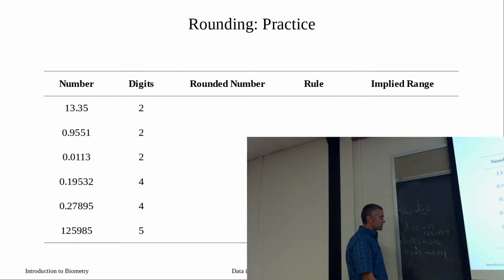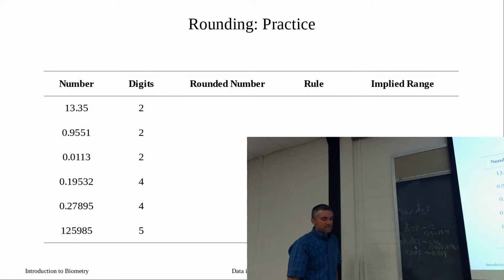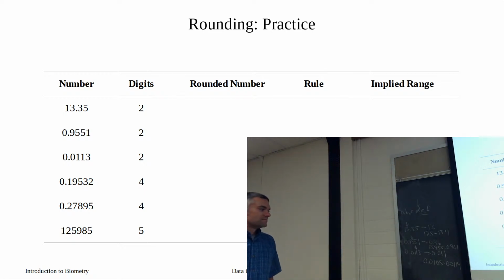All right. What about 0.96? What are the implied limits for that? Yep. 0.955 to 0.961. What about 0.011? Yep. So it's getting a little bit trickier, because we had to drop that 1 down to a 0.